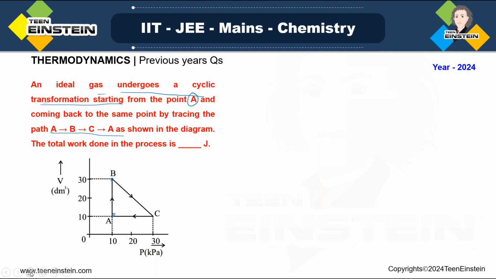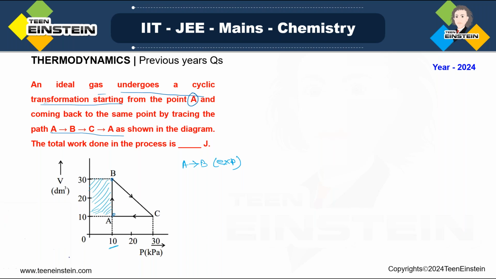But first of all, let's break all these steps and try to understand what the individual work done is. For the path A to B, forget about B to C and C to A. Suppose there is only A to B. When you are moving from A to B, your pressure is fixed at 10 and your volume is changing from 10 to 30. So it is basically expansion. In this expansion, the corresponding P del V work, that is constant pressure multiplied by volume change, will actually be this area.